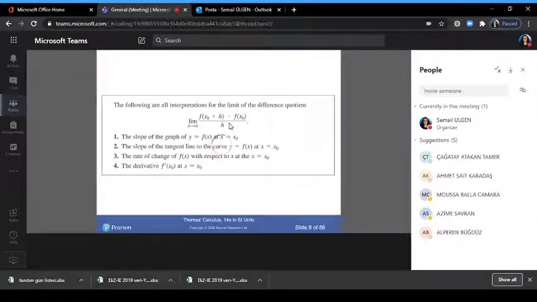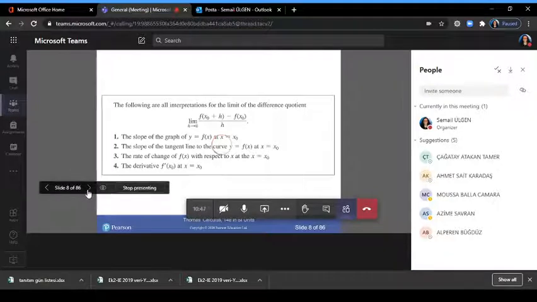Another interpretation is we can look at this difference quotient as a rate of change of f of x with respect to x at x equals x0. That is the limit of that quotient. And then lastly, we gave it a name: the derivative, f prime at x0, for this limit expression. We gave that name. All right.